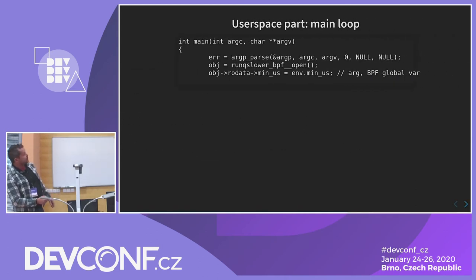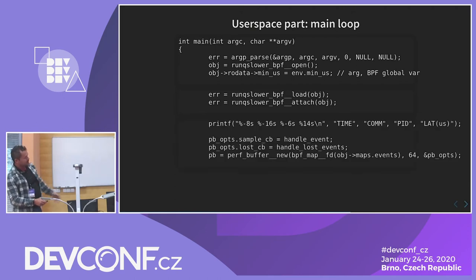The main loop is basically you parse the arguments and open the BPF. This was auto-generated by the BPF skeleton generator. And here, you set the minimum latency from the command line argument. The skeleton generator generated it so that there is this field, and then there is one struct with that name that is in the BPF program, as we'll see later. And then it loads the BPF, attaches it, prints some columns, and then sets up the handle event.